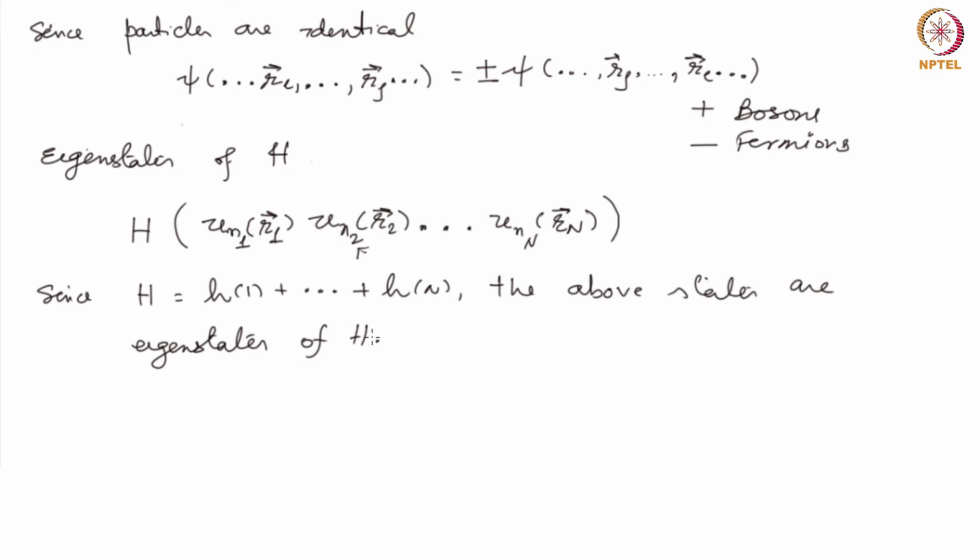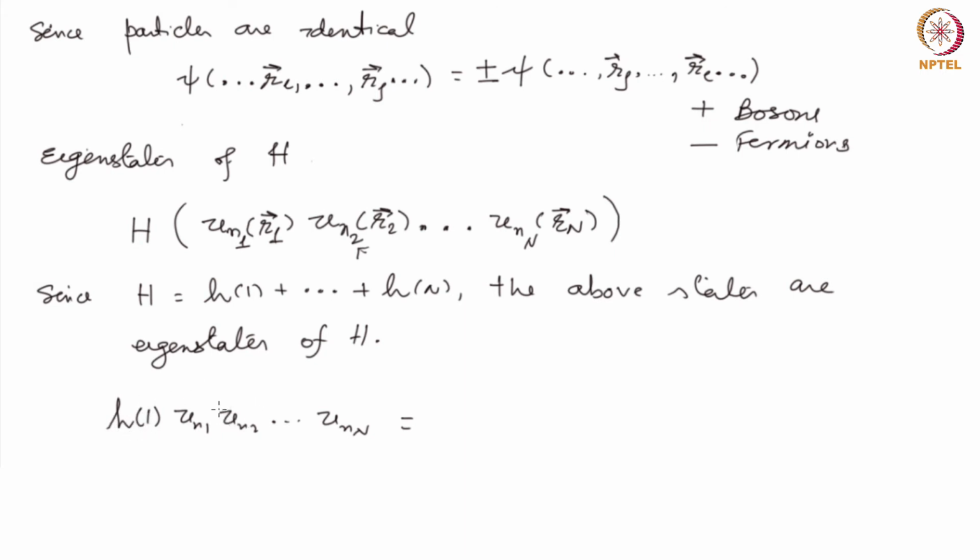Okay, you can easily see that if you take, for example, H1, this term here, and act on u_n1, u_n2, ..., u_nN, then it will act on this one. It doesn't do anything to these because the coordinate here is r2, and this involves taking derivatives with respect to r1. So that operator doesn't affect these ones at all.